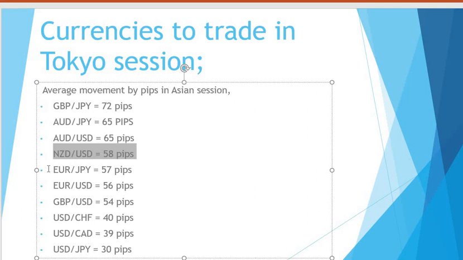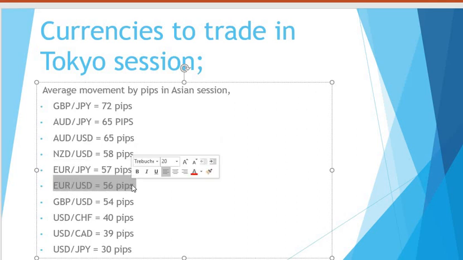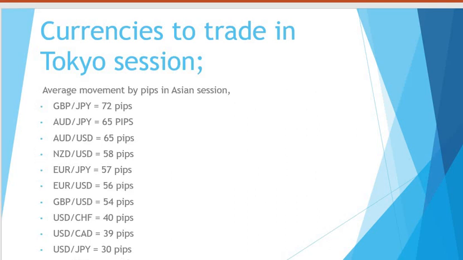Then there comes Euro JPY, which moves almost 57 pips. Euro USD is after Euro JPY, which moves almost 56 pips. And you can see I have written the movement of pips of each pair in the Tokyo session. The least volatile pair in this session is USD JPY. Japanese yen is included in this pair, but still it is less volatile in its own session.